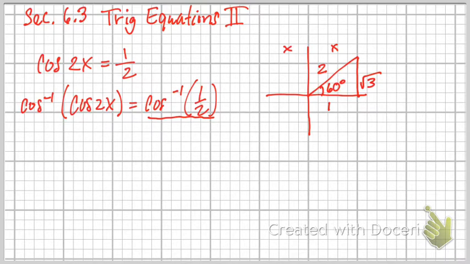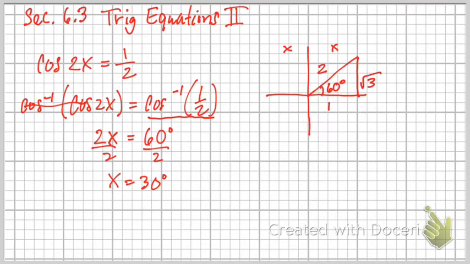So how that helps us here is when I do this cosine inverse of cosine, that cancels out there, and I end up with a 2x on the left side. And then on the right side, I actually get the 60 degrees. Now to get the rest of this, I'm going to divide by 2. So x actually equals 30 degrees. So that is my first answer for this problem.